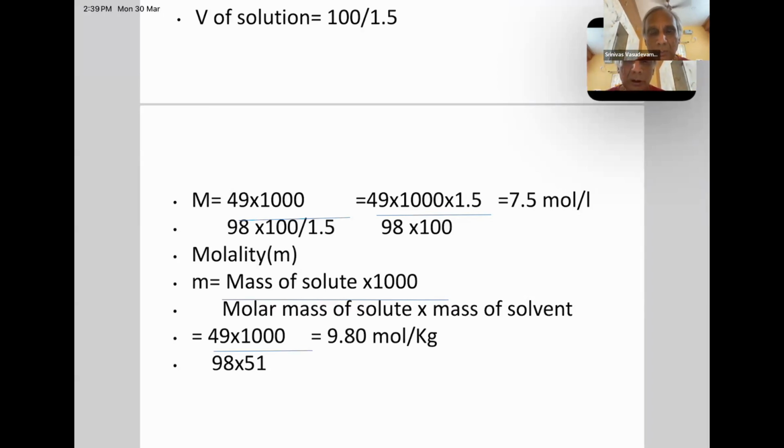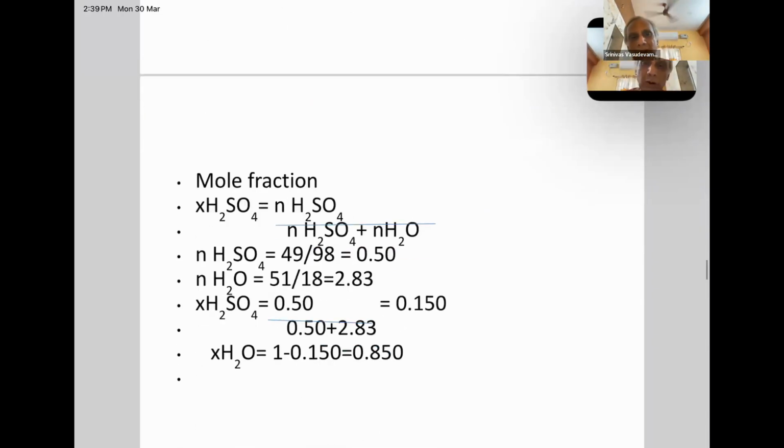Molality is mass of solute by molecular mass of solute into 1000 by mass of solvent. 49 by 98 into 1000 by 51, 9.80 mole per kilogram here. Mole fraction is number of moles of sulfuric acid divided by number of moles of sulfuric acid plus number of moles of water.